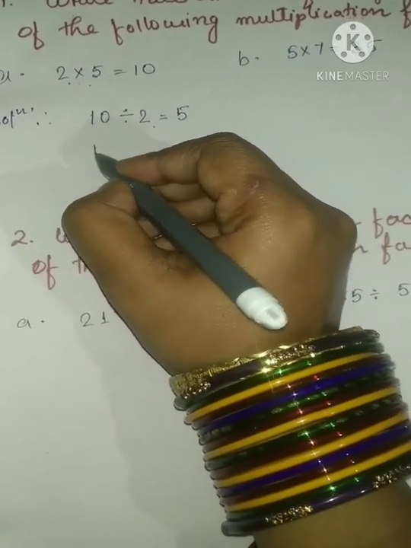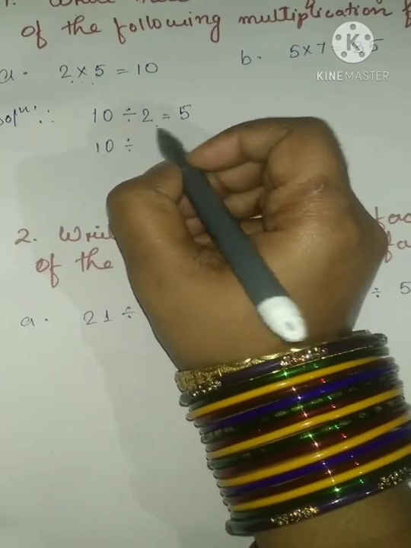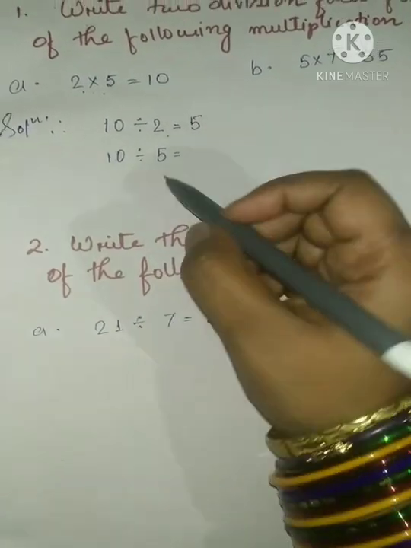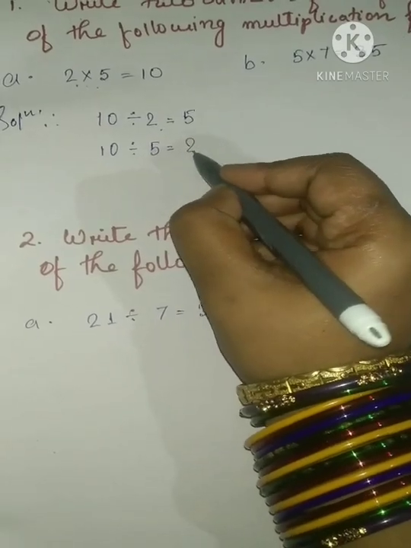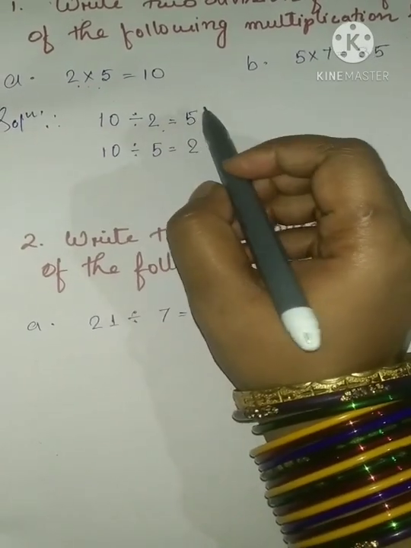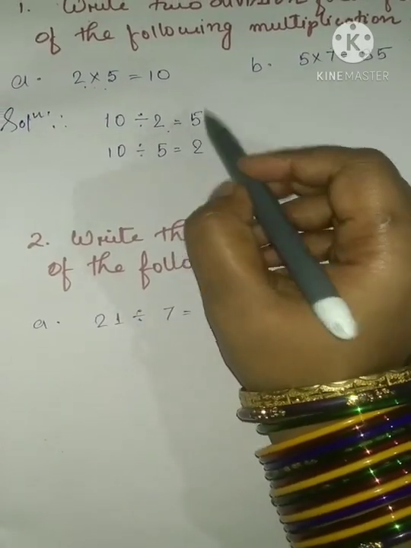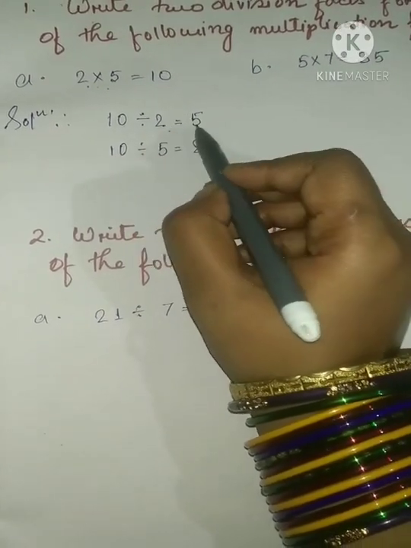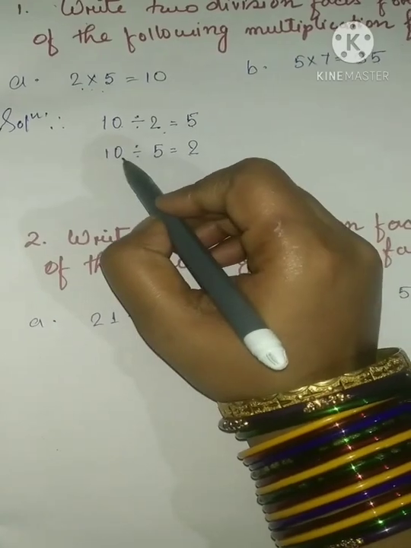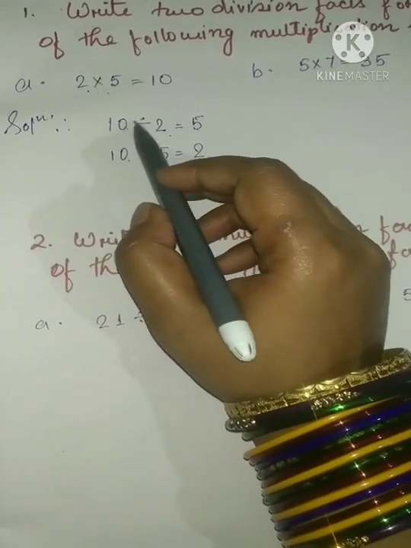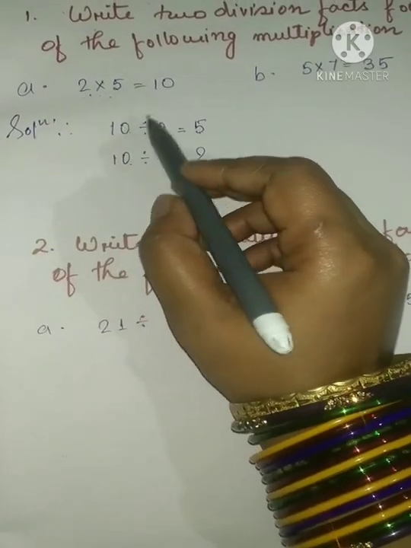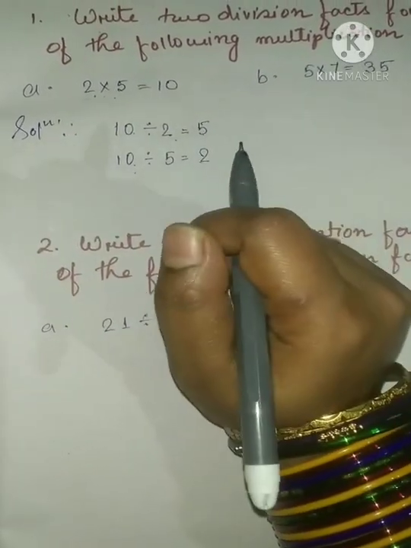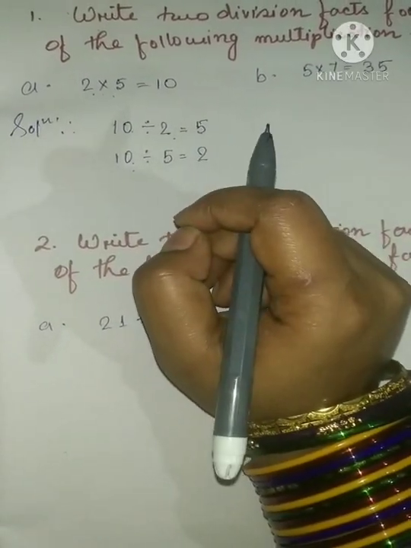Once again we are going to divide 10. Then the next number we will take is 5. So our answer will be 2. So you can see here, students, these are called the inverse of multiplication. So 2 5s are 10, 5 2s are 10. So at first we are going to divide 10 by 2 and in the next line we can divide 10 by 5. So simple, this is the answer. Okay, students.